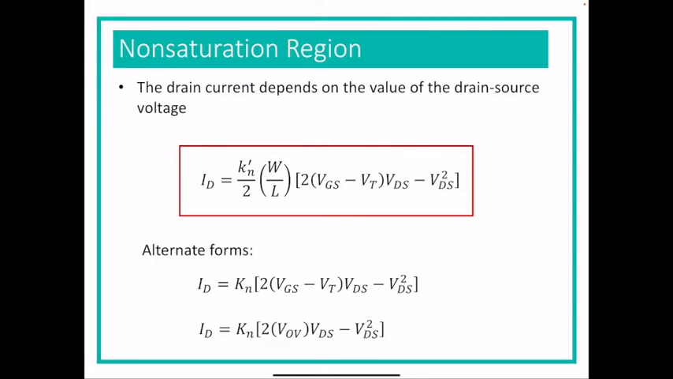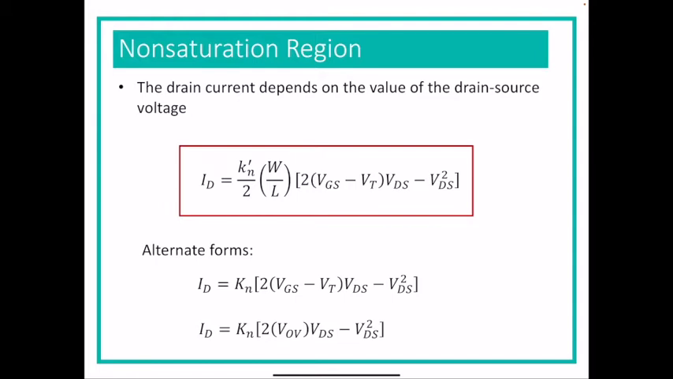Then we can find the drain current in the non-saturation region in a different way. Remember that the drain to source voltage is going to affect the current, and it's going to be a curve. So it ends up being a polynomial kind of relationship, which again has a couple of alternate forms, depending on how it's calculated.